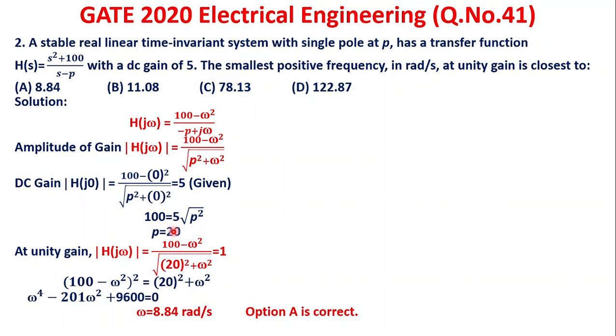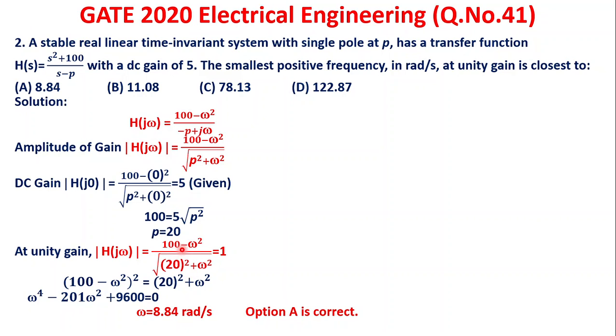So let us substitute p equal to 20 here. When we substitute p equal to 20, the gain is 100 minus omega square by root of 20 square plus omega square. But the question is, what is the frequency at which the gain is 1? Therefore, we have to equate the same gain expression to 1, and we know the value of p.